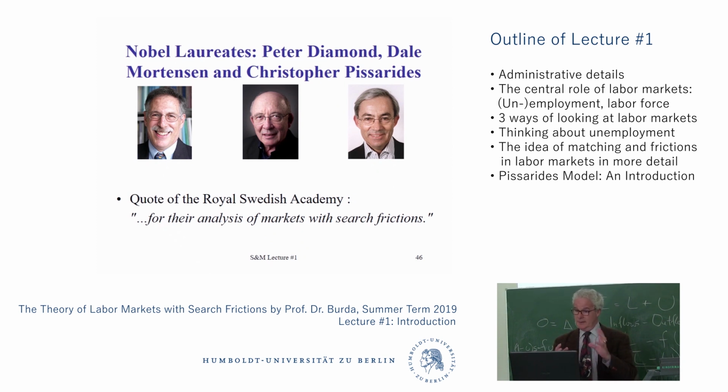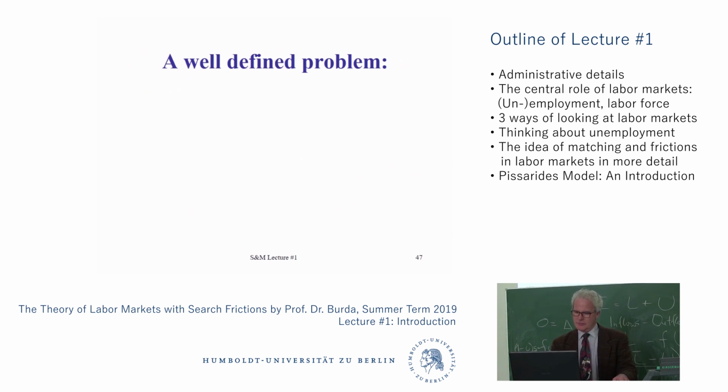They all worked, in some sense, on the same stuff. They didn't always work together. Diamond has worked on other things as well. So the duo that we will spend a lot of time with is Pissarides and Mortensen, which gives rise to a modification of the first model I'm going to discuss today and next week. Okay, so let's try to motivate how we're going to think about this.